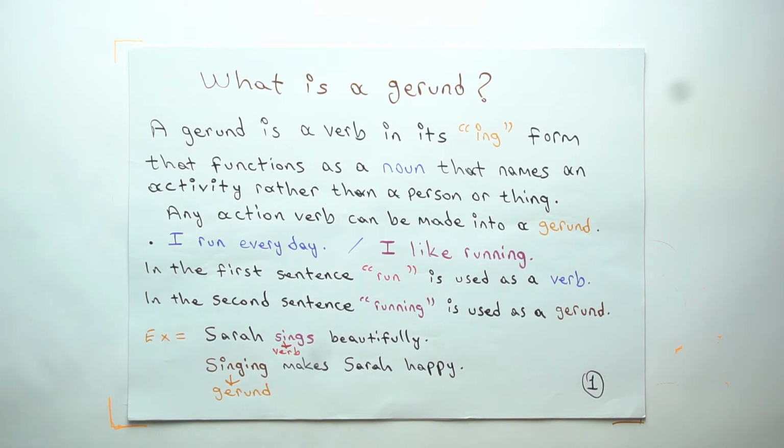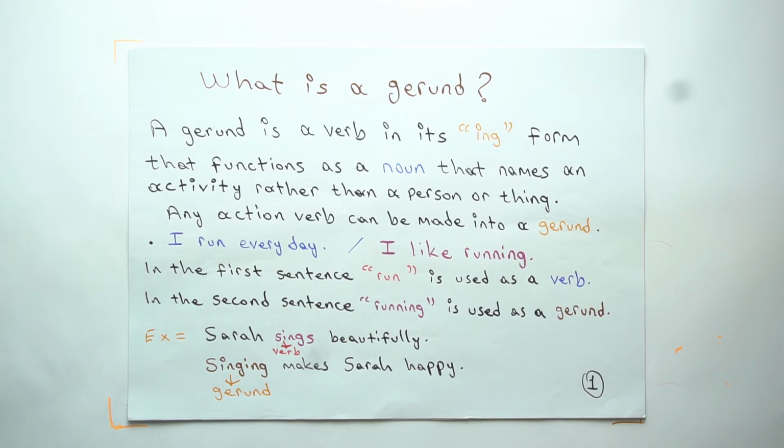Any action verb can be made into a gerund. Examples are: I run every day, and one more sentence, I like running. In the first sentence, everybody, run is used as a verb. Be careful about that. In the second sentence, running is used as a gerund form because the verb is like. Another example is Sarah sings beautifully, and one more sentence: Singing makes Sarah happy.